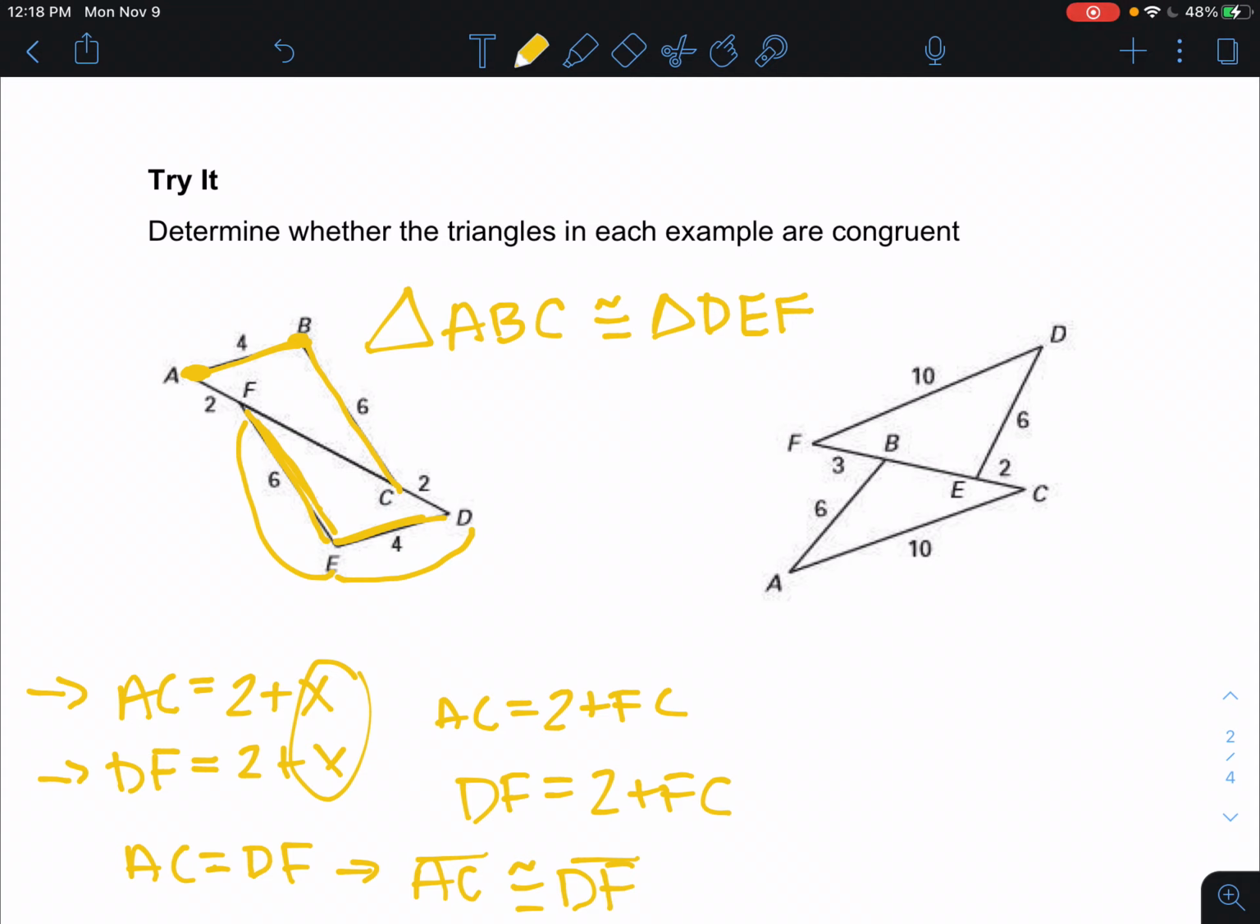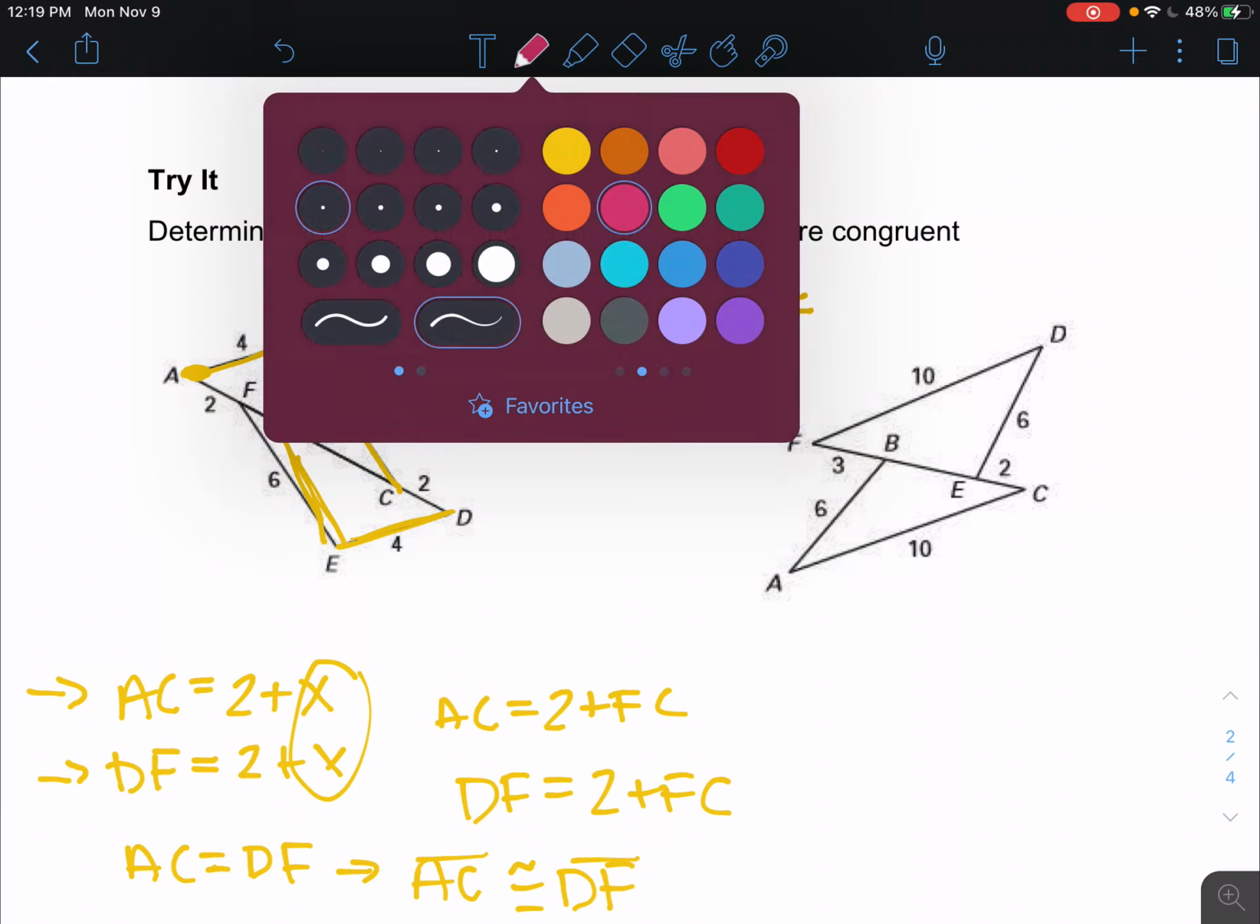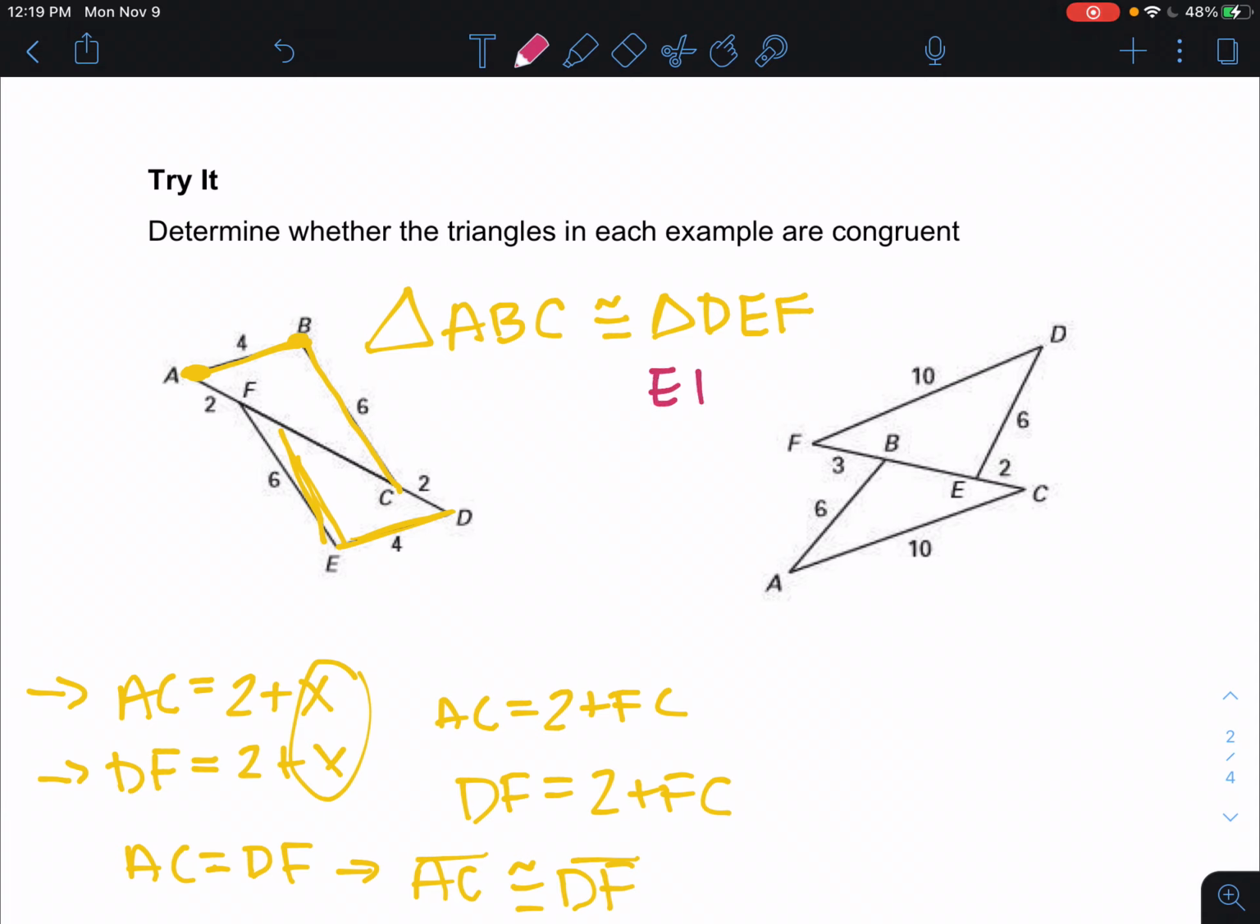The reason that it's important to do that is because I could have easily said, all right, well, ED is 4 and EF is 6, so I could have written it in the wrong order and said EDF. But that would be going from here to here, and then our sides wouldn't correspond correctly. We want to make sure that everything's in the correct spot. All right, you try the next one.